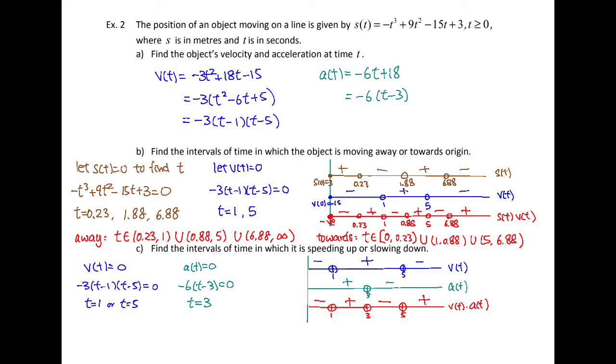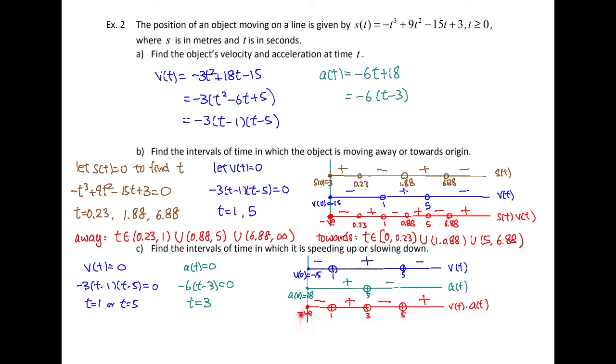Let's figure out the endpoint when t equals 0. V at 0 is negative 15. A at 0 is 18. So negative times positive, it will be negative. So the product here is negative.